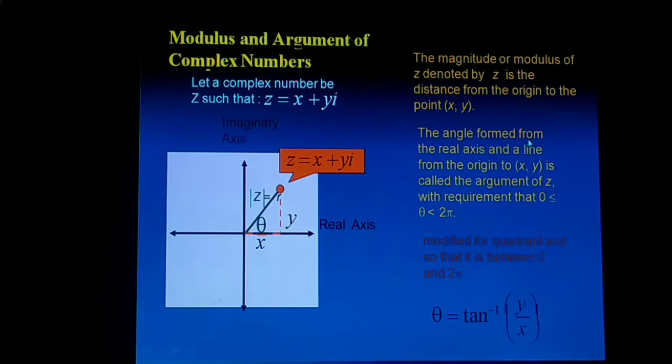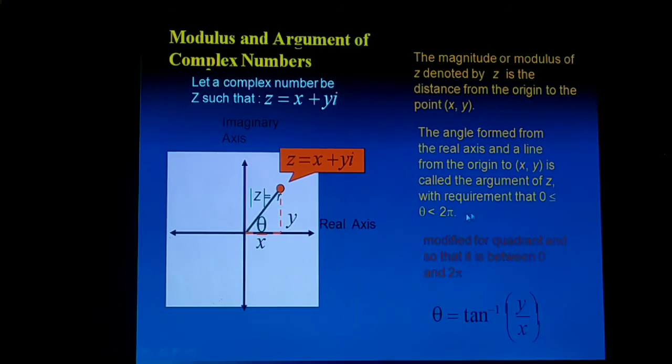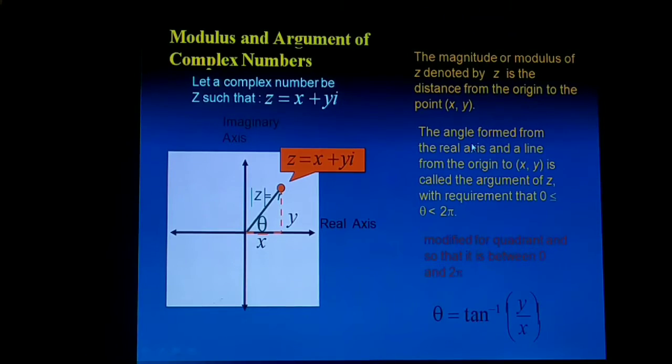The angle formed between the real axis and the line from the origin to (x, y) is called the argument of z. This angle is called the argument of z, with the requirement that 0 less than or equal to theta less than or equal to 2 pi, and theta is tan inverse y upon x. Here the condition 0 less than or equal to theta less than or equal to 2 pi is called the argument of z.